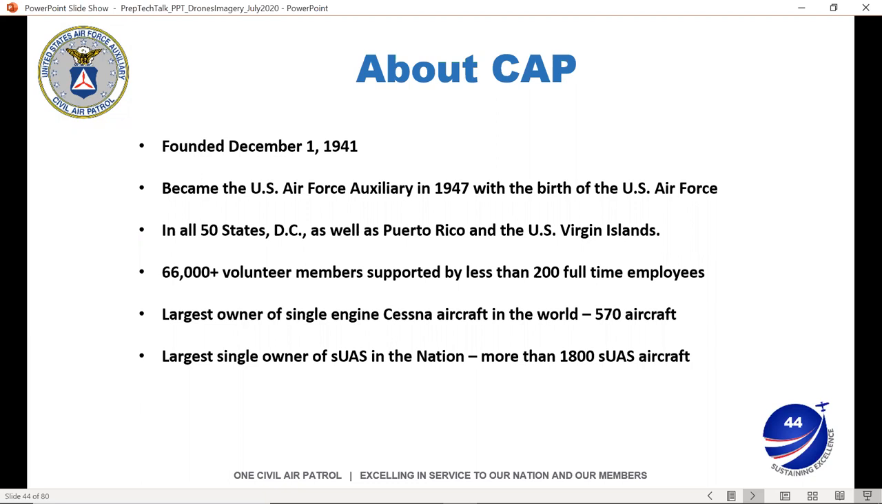We're the largest single owner of Cessna aircraft in the world with about 570 aircraft. And we're also the largest single owner of UAS in the nation with more than 1,800. We're rapidly approaching 2,000 aircraft. And we'll probably be at about 2,100 aircraft by the end of our fiscal year in September. Next slide, please.